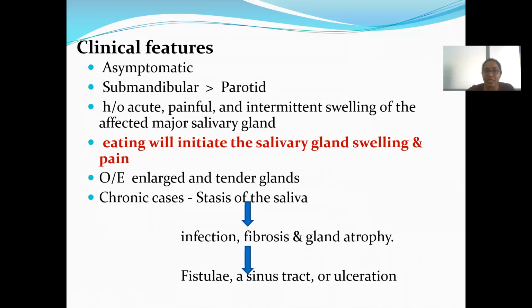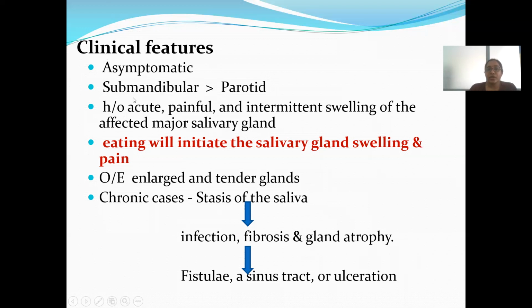When it has become very big, it is blocking the duct completely, that is when symptoms start. And where do we see this duct? Which structures will we see it in? Most commonly we see it in your submandibular salivary gland. There are many reasons for that. Most commonly it is seen in the submandibular gland. The next common site is the parotid.